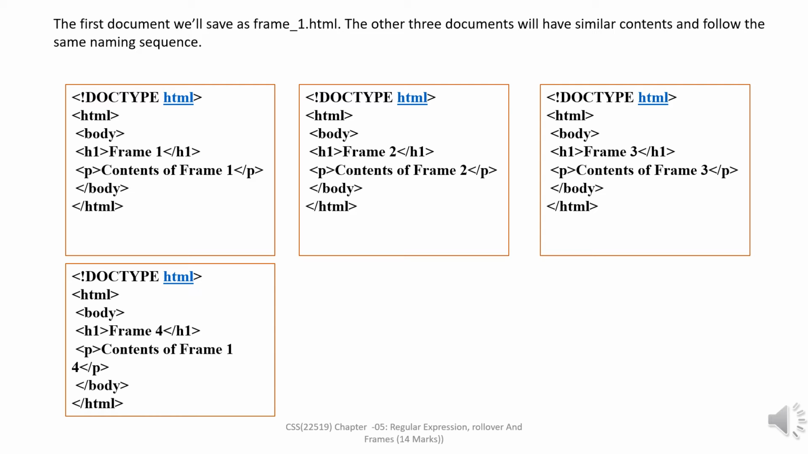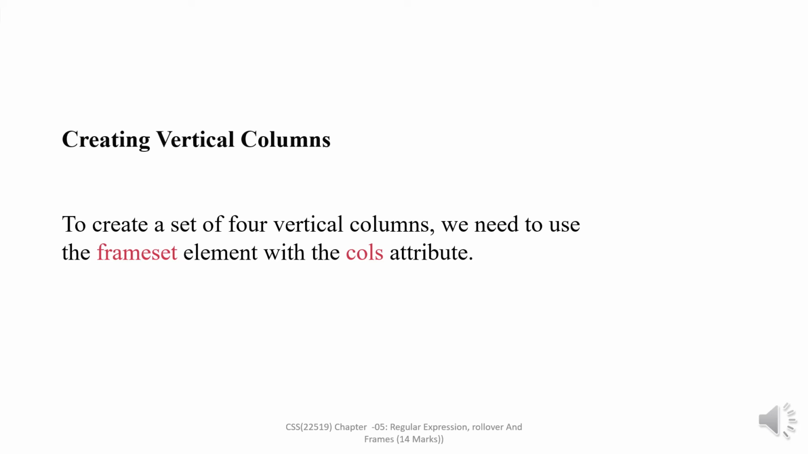So these are our documents for creating the frames. Firstly we have to save these as frame 1, frame 2, frame 3 and frame 4, and these documents will be used in the actual frame set. These documents contain the doctype, that is HTML, the HTML tag, the body tag, and an H1 tag, meaning a heading tag, that is frame 1, then the contents of frame 1, and then slash body slash HTML, meaning the end of body and the end of HTML. So using this document we can create a vertical column.